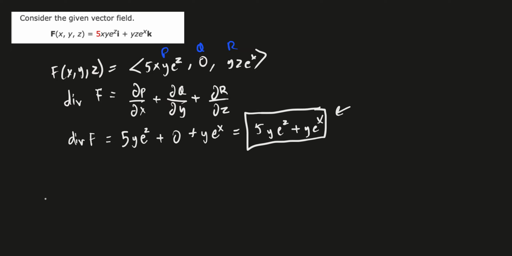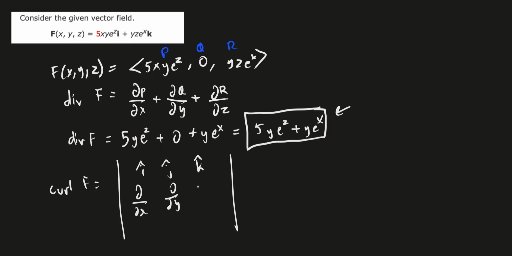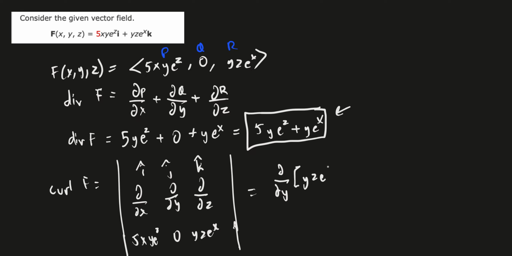But that is your formula for the divergence. It's very, very fast. But the curl is a little bit more time consuming. So we have i, we have j, and we have k. Partial x, y, z. Excuse the messy handwriting. Because this is something you should know. So it's just p, q, r. I'll just write it out. 5x, y e to the z, 0, y, z e to the x. When I say you should know this, I mean, if you don't know this, then you should watch the first video where I cover it more slowly. This video is a little bit faster.